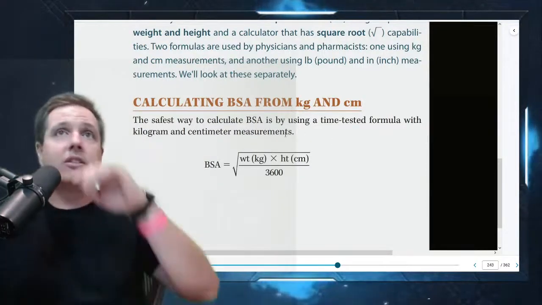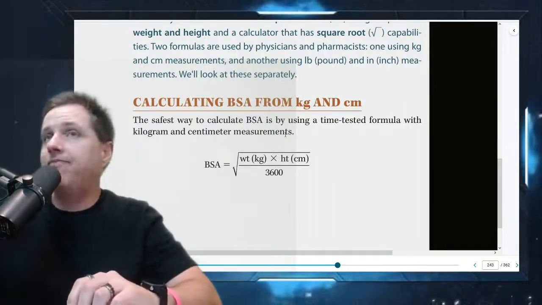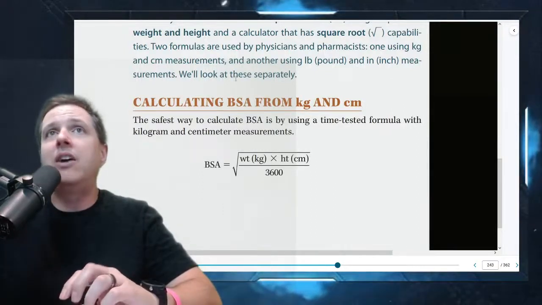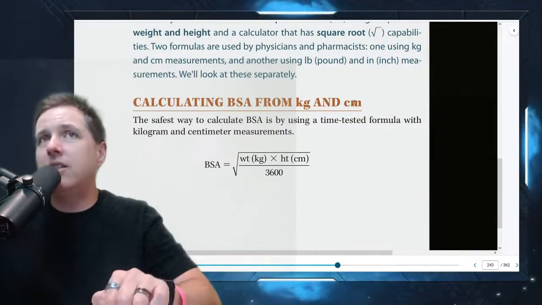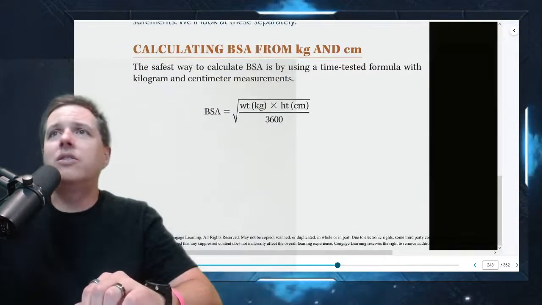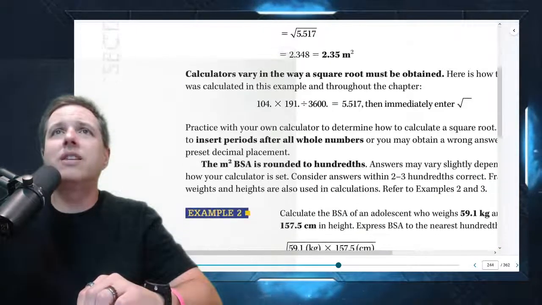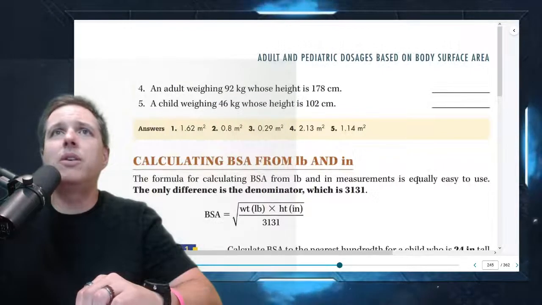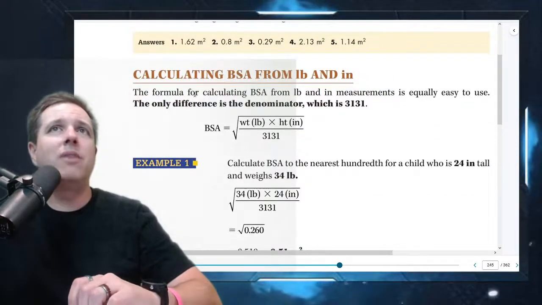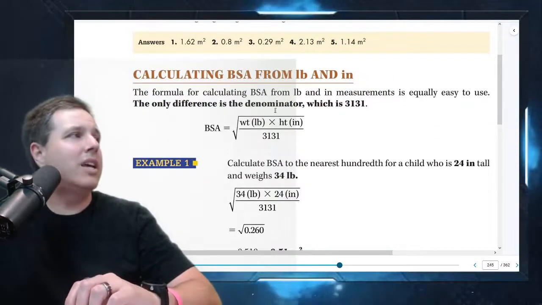You divide by 3,600. That gives you the body surface area, and then you've done that calculation. Now you might go, well, wait a minute. What if I have the information in pounds and inches? Well, that's in here. Let's see. I think it's in a little bit. Forget what page it comes up on. Here we go. Now they have the same formula, but it's in pounds and inches.